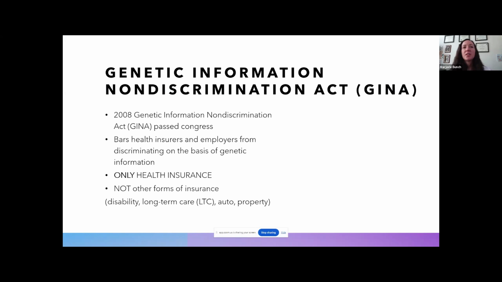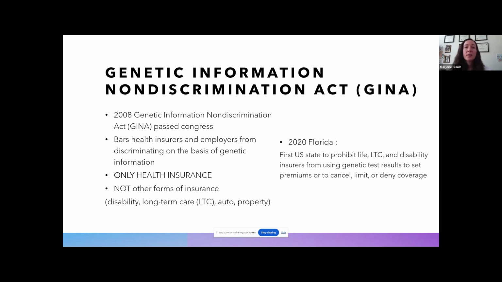The Genetic Information Non-Discrimination Act, GINA, was passed in 2008. It bars health insurers and employers from discriminating based on genetic information, but it only covers health insurance. It does not affect disability, long-term care insurance, auto insurance, or property insurance. Although in 2020, Florida was the first state to prohibit life, long-term care, and disability insurers from using genetic test results to set premiums, or to cancel, limit, or deny coverage.